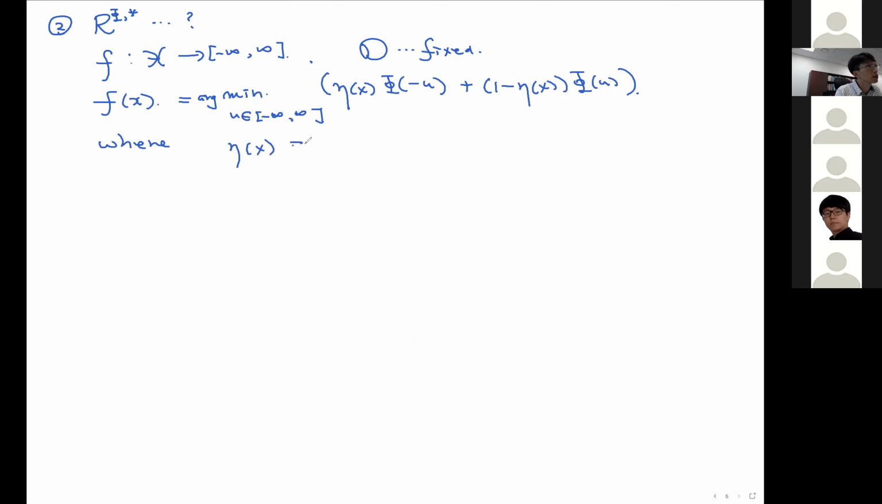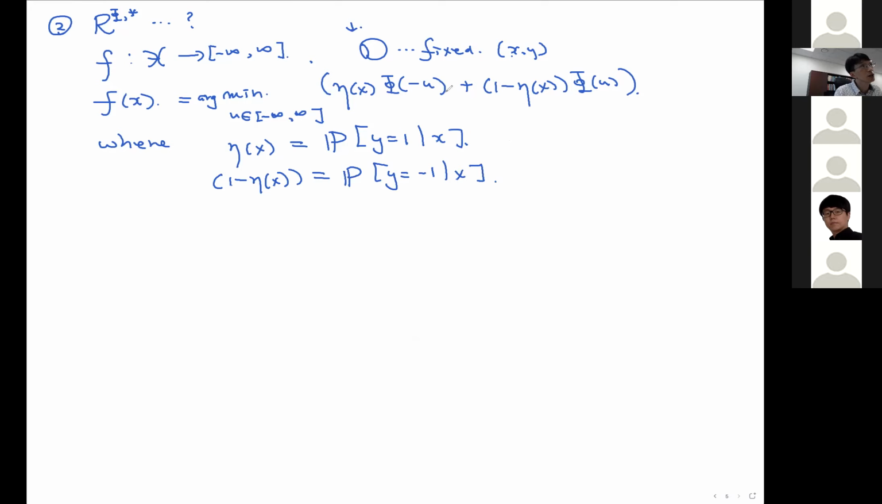Eta of x is the probability that y will have a value 1 given x. Because this D is fixed and is a probability distribution of x and y, we can think about the conditional probability of y given x. So eta of x is the conditional probability when x is fixed and the value of y is equal to 1. So 1 minus eta of x will be the conditional probability when y has a value minus 1 given x.